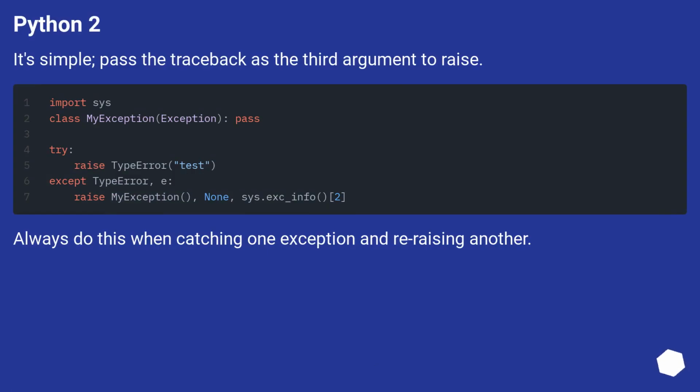Python 2. It's simple: pass the traceback as the third argument to raise. Always do this when catching one exception and re-raising another.